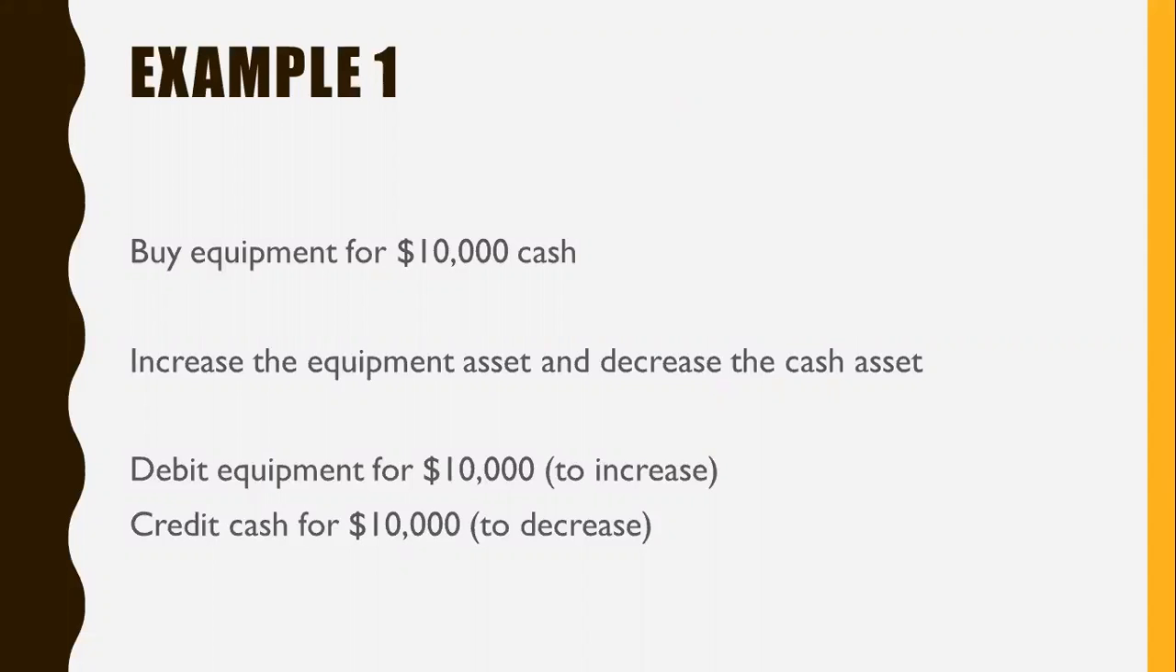Let's say I want to buy equipment for $10,000 cash. I'm going to increase equipment. Equipment's an asset account. To increase an asset, you could cheat and look below, but hopefully you said debit. We need to decrease cash. Cash is an asset, so to decrease cash, you have to credit. So I'm going to debit the equipment for $10,000. That will increase equipment. I'm going to credit cash for $10,000, which will decrease my cash account.